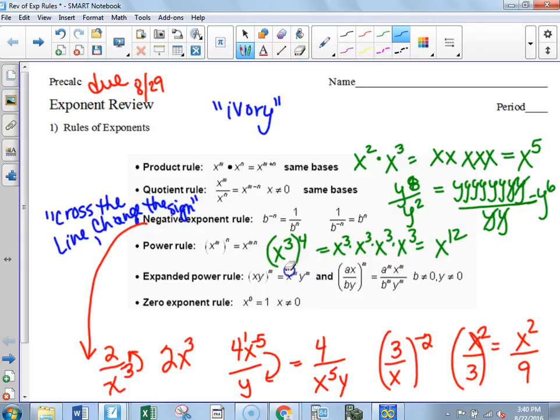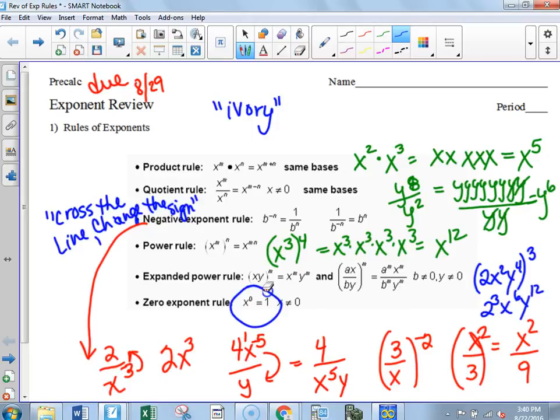All right, and the expanded exponent rule just reminds you that when you have something like this, it's 2 to the 3rd, x to the 6th, and y to the 12th, and then you need to calculate what 2 to the 3rd is. That 3 exponent out there applies to everything inside here. And you get the special rule that anything to the 0 power is 1.